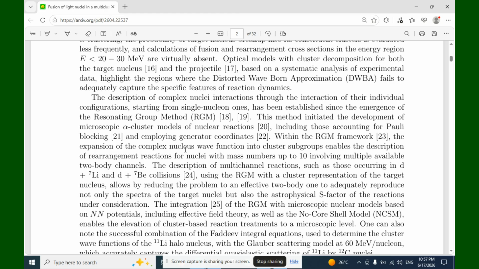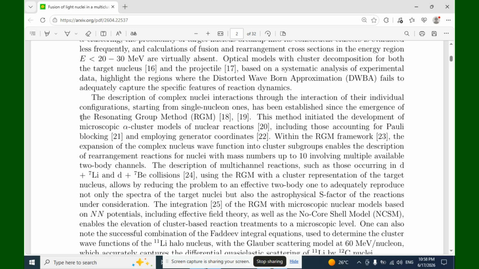Within the RGM, or resonating group method, framework, the expansion of the complex nuclear wave function into cluster subgroups enables the description of rearrangement reactions for nuclei with a mass number up to 10 involving multiple available two-body channels. The description of multi-channel reactions, such as those occurring in D plus 7Li and D plus 7Be collisions, using the RGM with a cluster representation of the target nucleus, allows, by reducing the problem to an effective two-body one, to adequately reproduce not only the spectra of the target nuclei but also the astrophysical factor of the reactions under consideration.